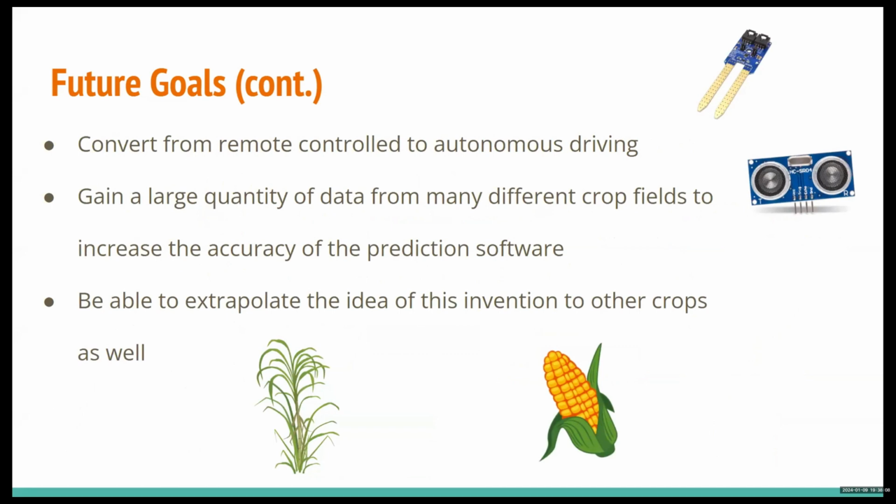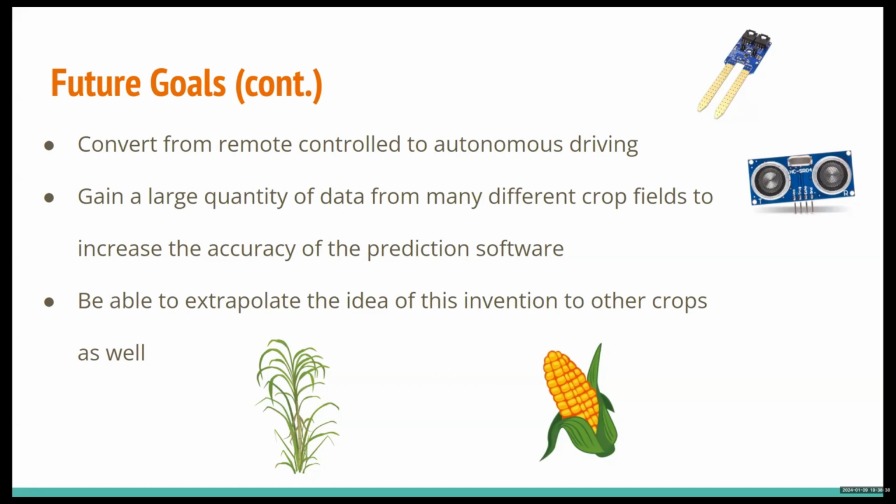And also regarding future goals that we're trying to cover, autonomous driving is a very important factor, because remote control can be efficient in some situations, but it would require a lot of heavy maintenance and control by the owner of the vehicle. And we also want to gain a larger quantity of data from more different crop fields to increase the accuracy of the prediction software.